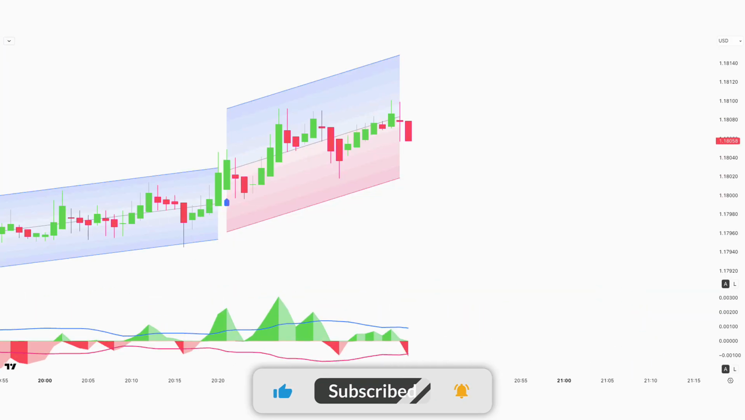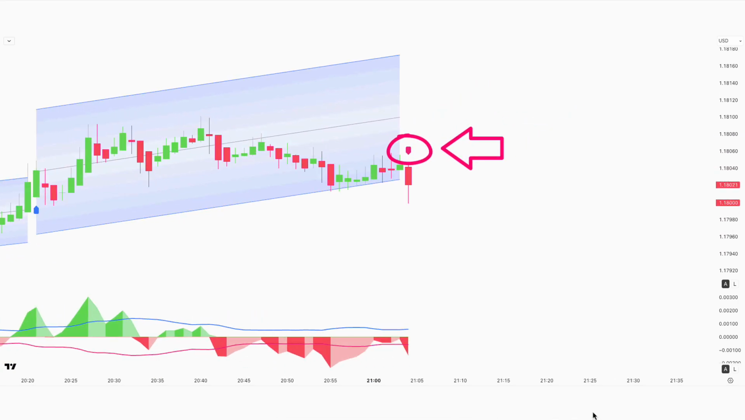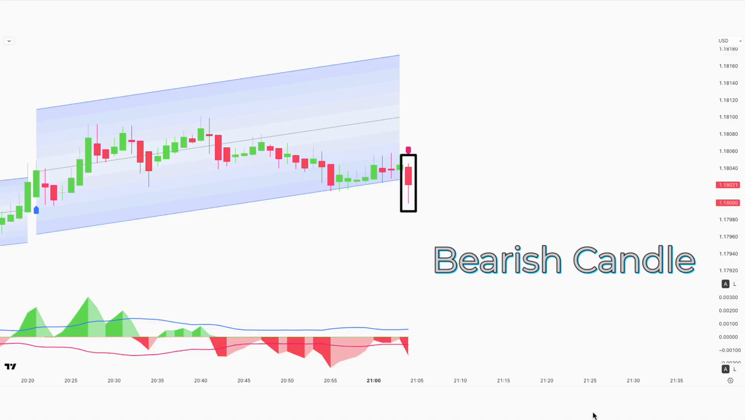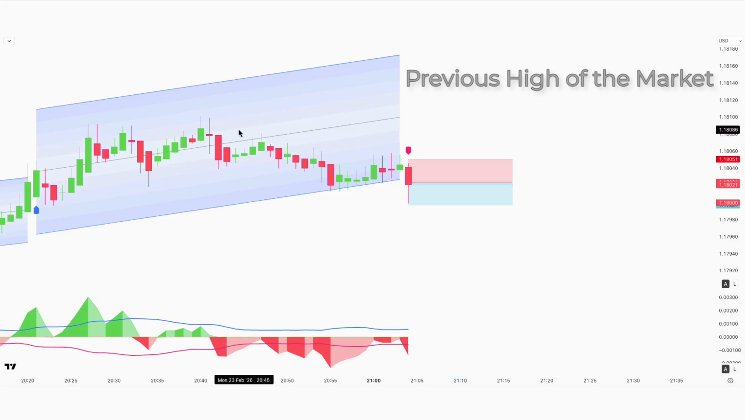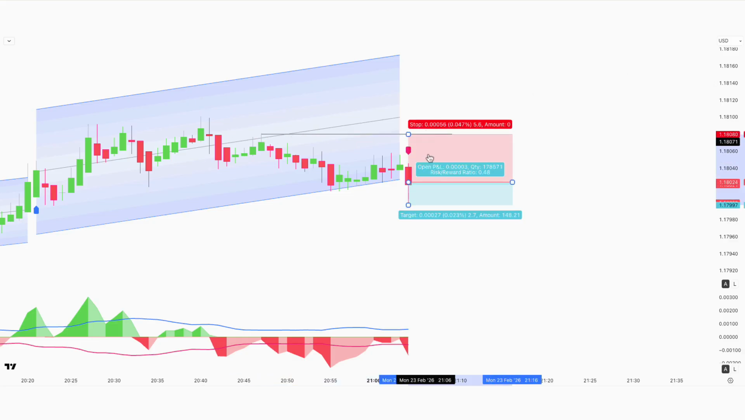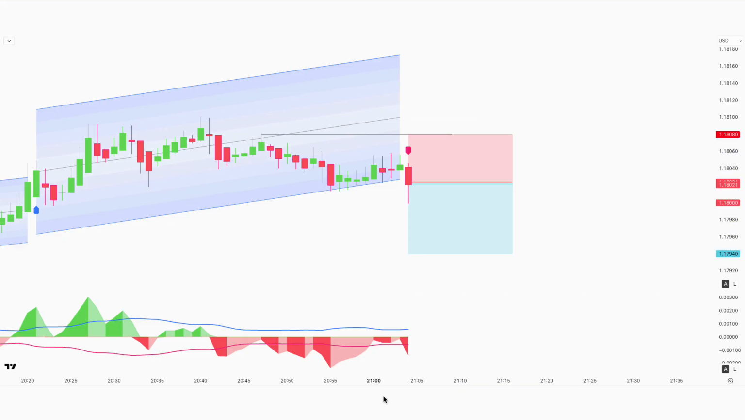Now our setup is ready. Let's see how we use these trading setups. When the segmented regression label of this indicator is a sell signal, when the Waddah Attar indicator is a red area, and when the market forms a bearish candle, if this condition is fulfilled, then we will place a sell order. Our stop loss is to be placed at the previous high of the market, and the risk to reward ratio will be 1:1.5.